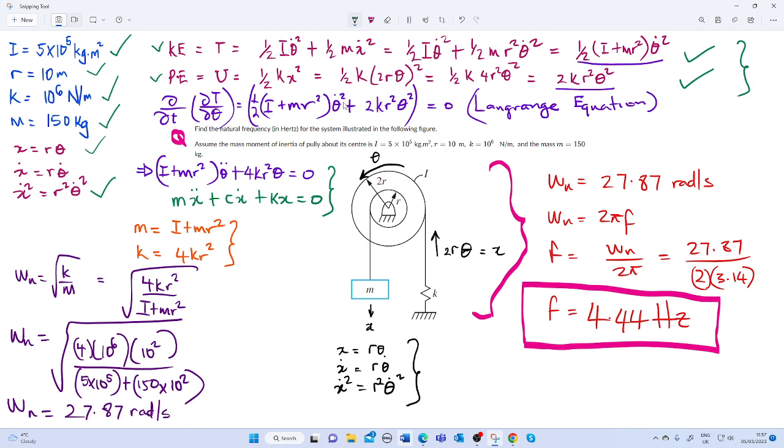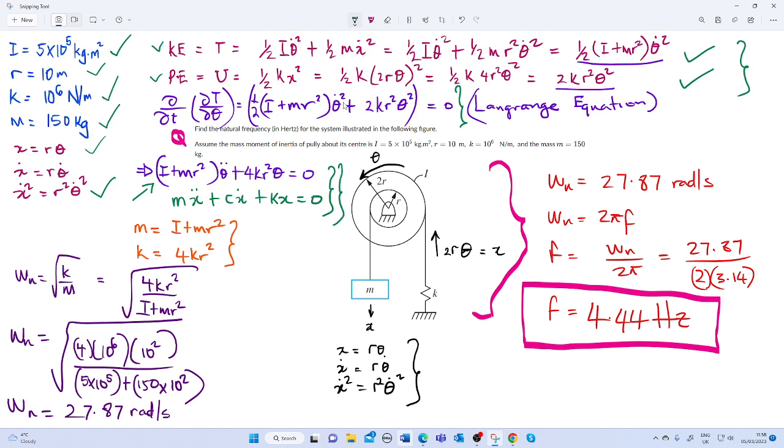So by finding the derivative of this particular equation, we can deduce that we have this equation: I plus mr squared into bracket theta double dot plus 4kr squared theta equals 0. Now that we have found the final equation of the Lagrange of this whole pulley system dynamics, we can now equate it to the standard mass system equation, which is m x double dot plus c x dot plus k x equals 0.